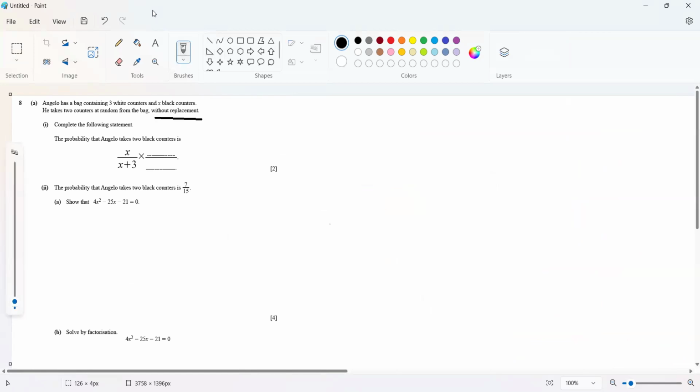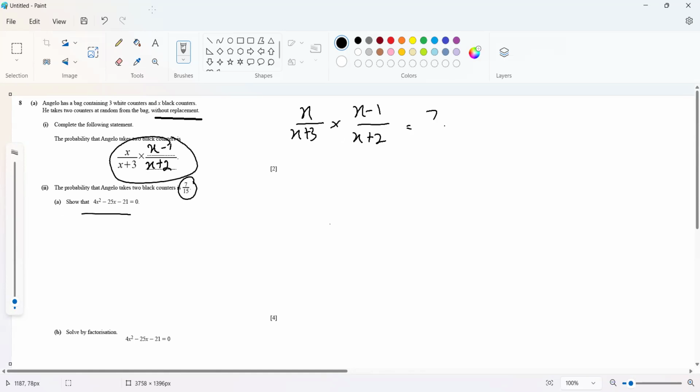The probability that Angelo takes 2 black counters is x over x plus 3 times x minus 1, because he takes away 1 black counter already. And now the total also dropped by 1, so x minus 1 over x plus 2. So the probability is given to us as 7/15. Show this. So we've already calculated the probability above. In other words, x over x plus 3 multiplied by x minus 1 over x plus 2 equals 7/15.